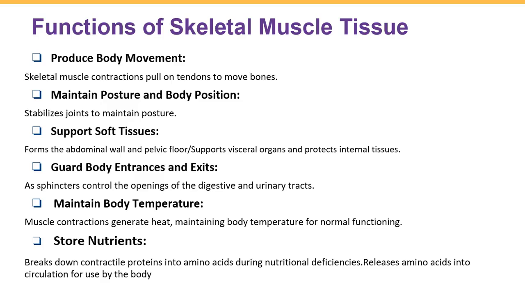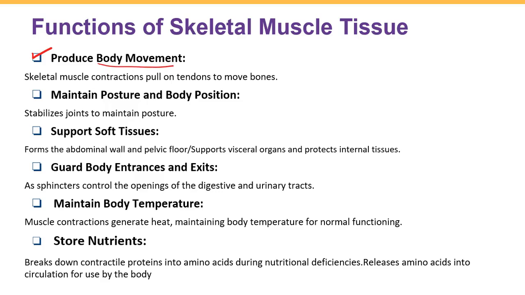Skeletal muscle tissue can produce body movement, which is the most obvious job of a skeletal muscle, to help us move. When these muscles contract, they pull on tendons, which then pull on bones, and that's how movement happens. This includes simple motions like reaching out to grab something or taking a deep breath, and also more complex activities like dancing, swimming, or playing piano. So that is the obvious job of skeletal muscle tissue: produce body movement.